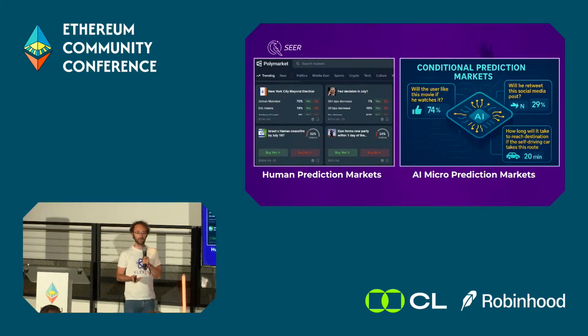We can also do that within the physical world. If you have a self-driving car, they can ask, if we take this route, how long will it take to reach the destination? And some AI can propose some routes, and we have a prediction market on the length of each route, and then we take the route which is the shortest according to the prediction market.